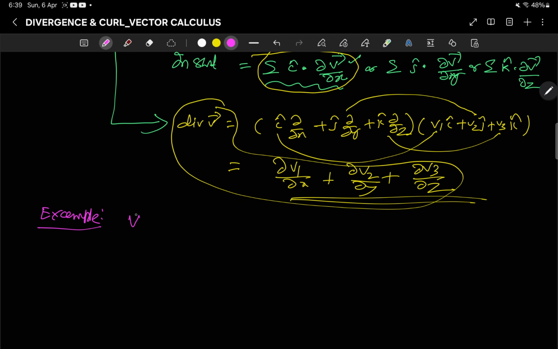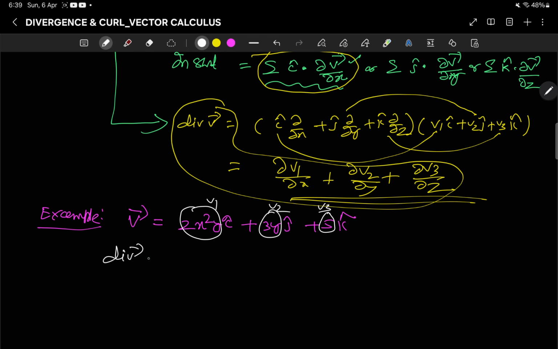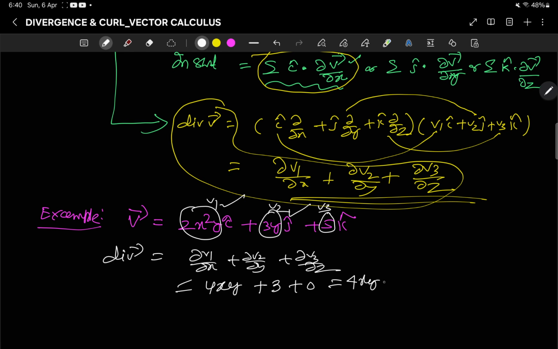Coming to an example, let V = 2x²y i + 3y j + 5 k. If you are asked to find div V, this is your V1, this is your V2, and this is your V3. So div V is ∂V1/∂x + ∂V2/∂y + ∂V3/∂z. The derivative of the first with respect to x is 4xy, plus the derivative of the second with respect to y is 3, and the last is 0. So this is 4xy + 3.